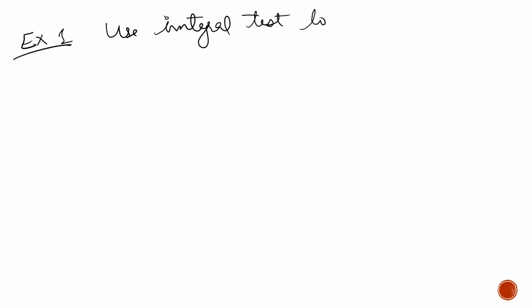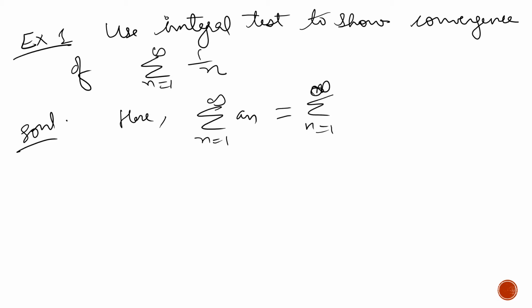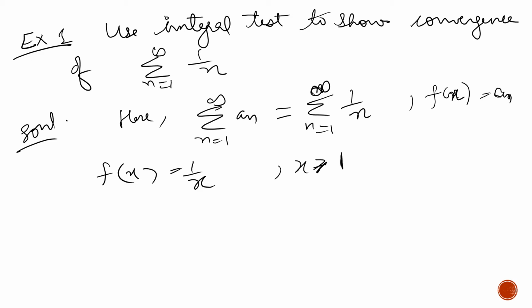So here is the first example. Use the integral test to show convergence of this series. Firstly, I'll give it a notation, that I'll call this series the sum of a_n, where a_n represents the nth term of this series. Then obviously f(n) is equal to a_n, and I can write f(x) as 1 by x, defined for x greater than or equal to 1.